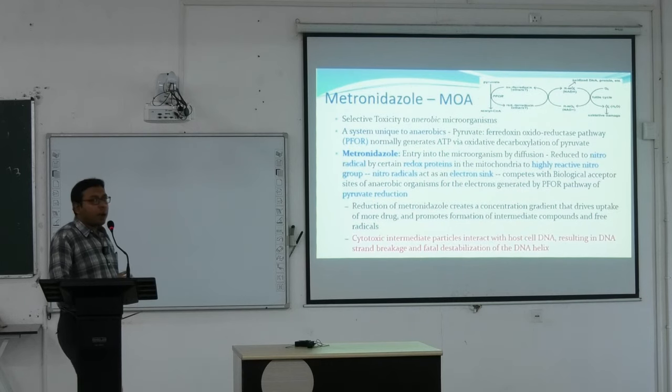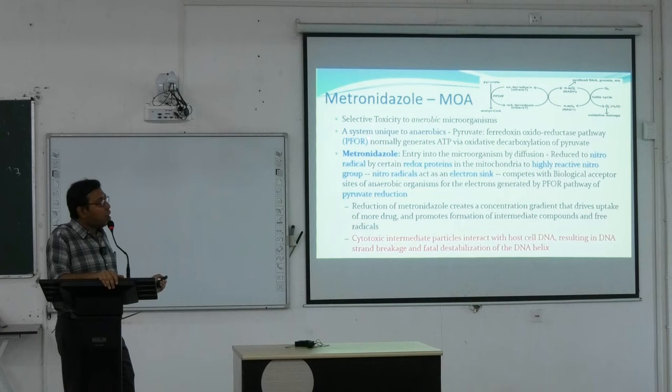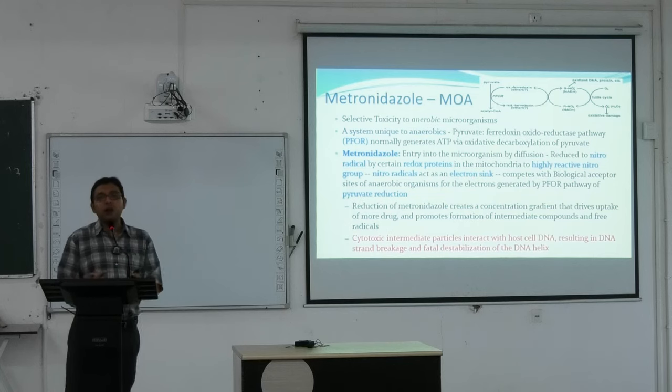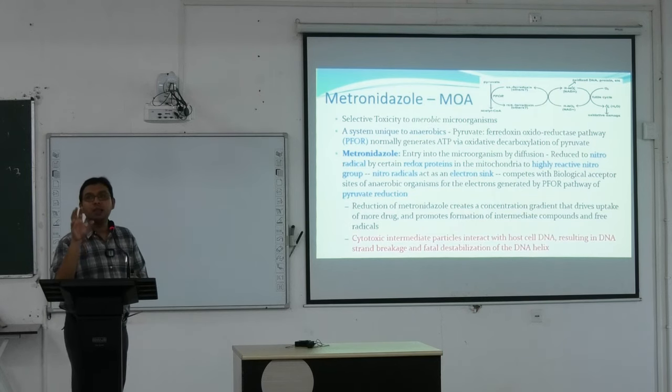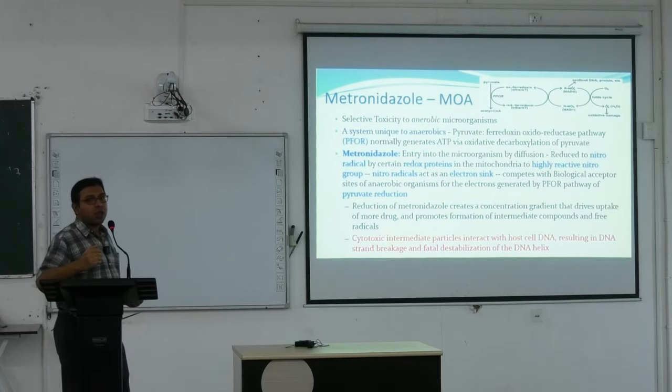This is important: the mechanism of action. Basically, these anaerobic bacteria and helminths usually use a respiratory chain which is unique to anaerobes. This is known as the pyruvate ferredoxin oxidoreductase pathway, or PFOR. By this respiratory chain, ATP synthesis happens and this ATP is required for the bacteria to survive. So metronidazole, firstly, when it is given, diffuses into both aerobic and anaerobic bacteria, but mostly it has bactericidal activity against anaerobic bacteria and different types of protozoa.